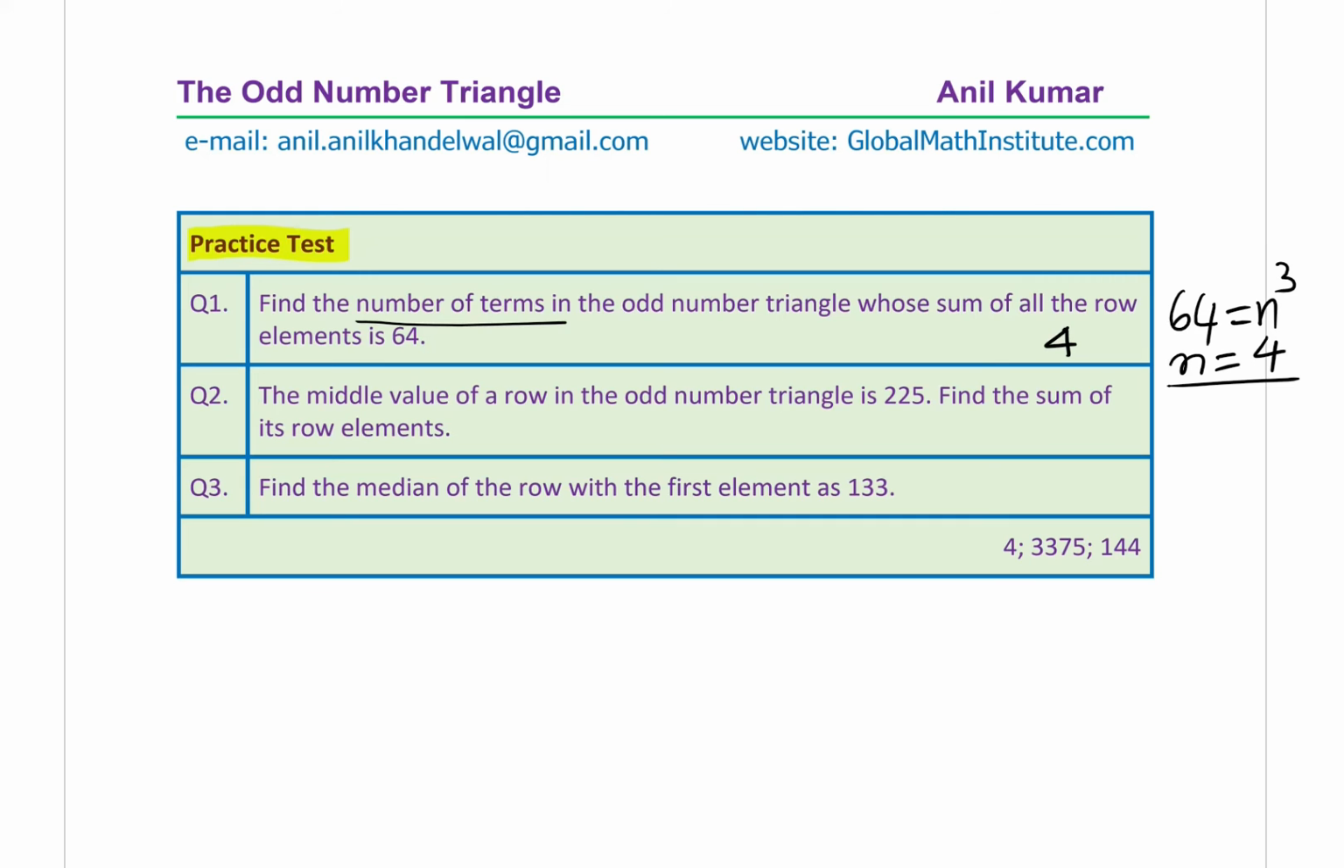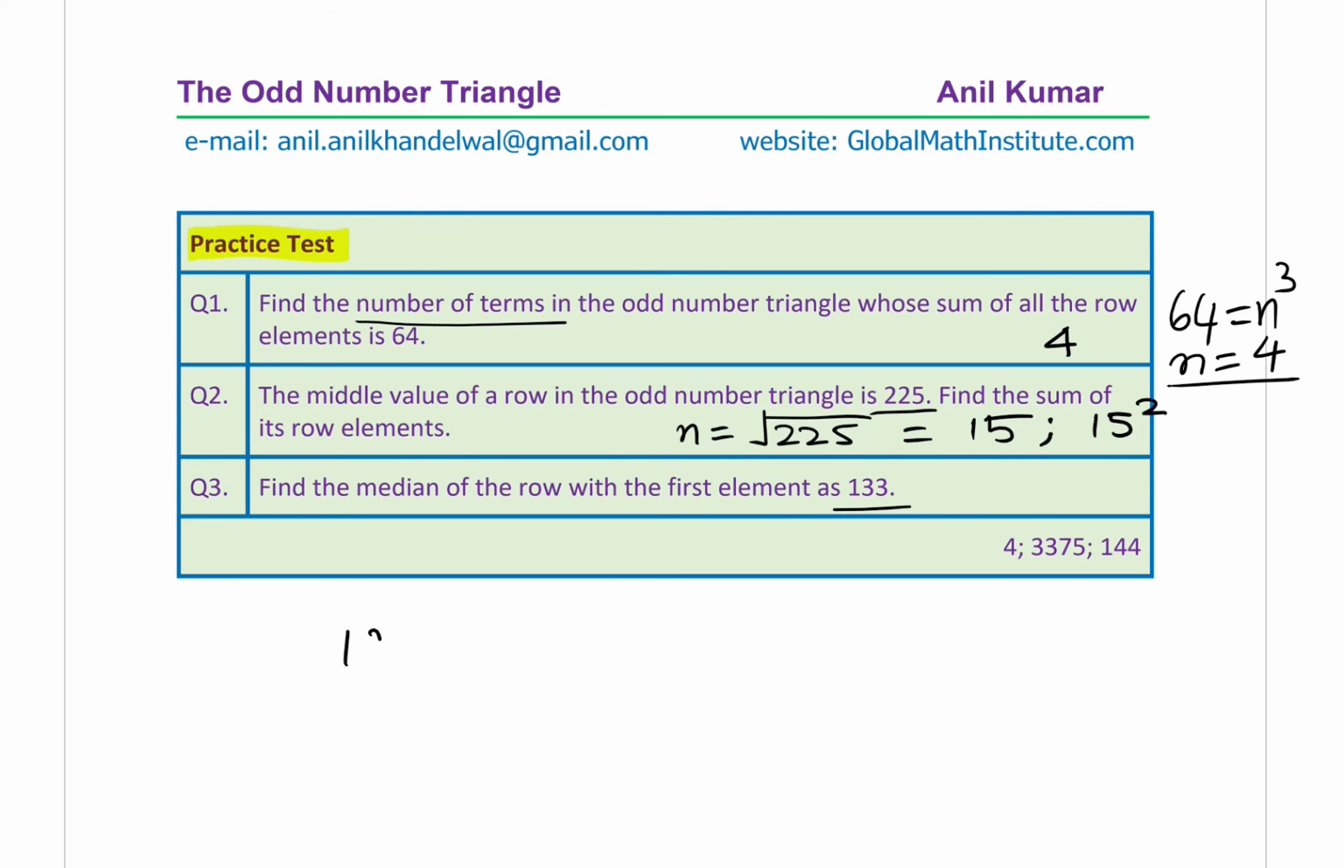Second, the middle value of a row in the odd number triangle is 225. And we know middle value has to be a perfect square. So let us do square root of 225 to get the number n, right? So we get the number, and this number is 15. So we get that the middle value of the row should be what? Row number is 15. The middle value will be 15 square, correct? So 15 square is our answer for question number 2. Perfect.